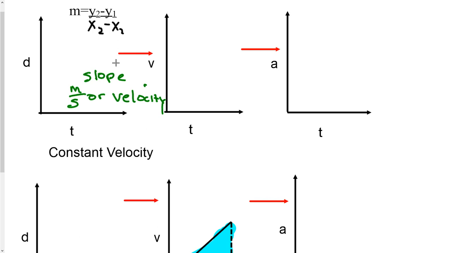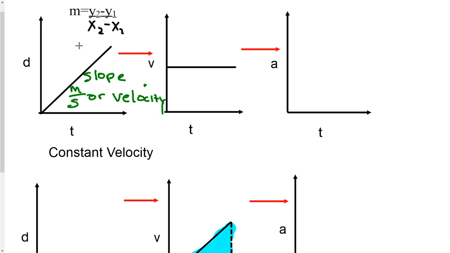Alright, constant velocity. To have constant velocity, we have no acceleration. So, first thing we're going to do is draw no acceleration, so it's right at 0. Then, if we have constant velocity, that means velocity is not changing, so we would just have a line with velocity not changing. Last, if velocity stays the same, our distance is going to get bigger, but it's going to do it at a nice direct rate.